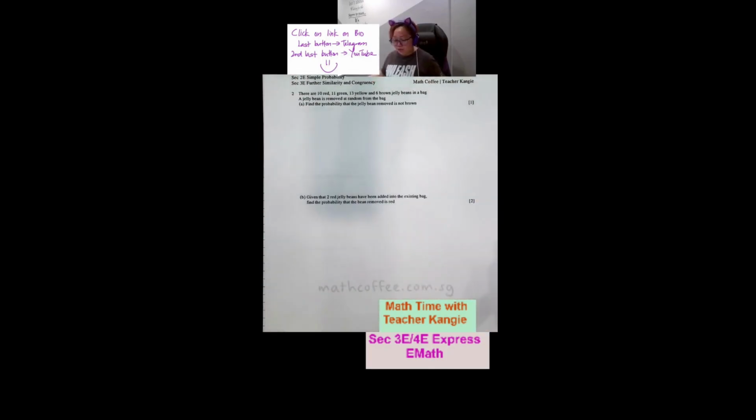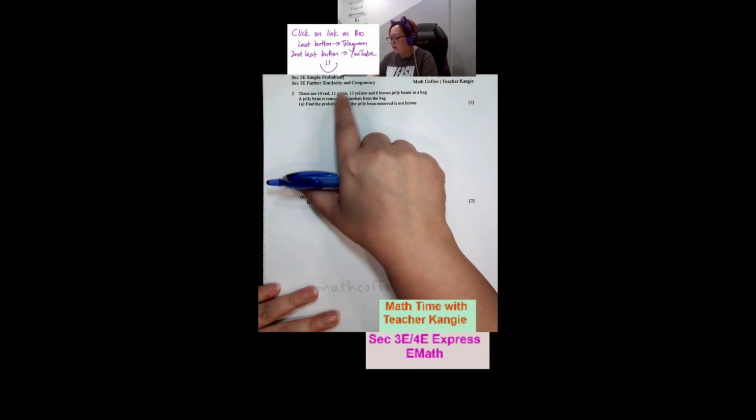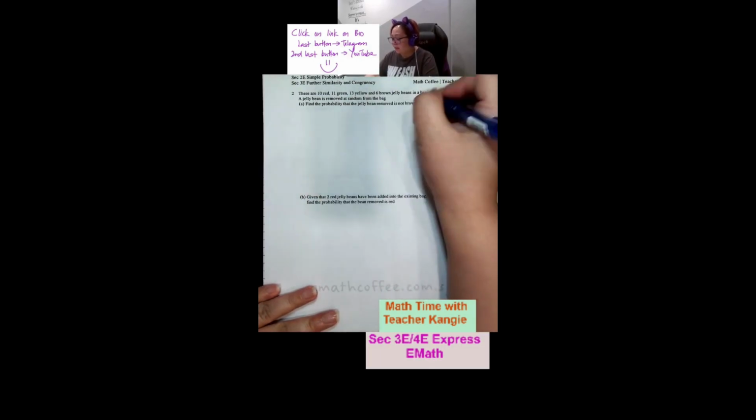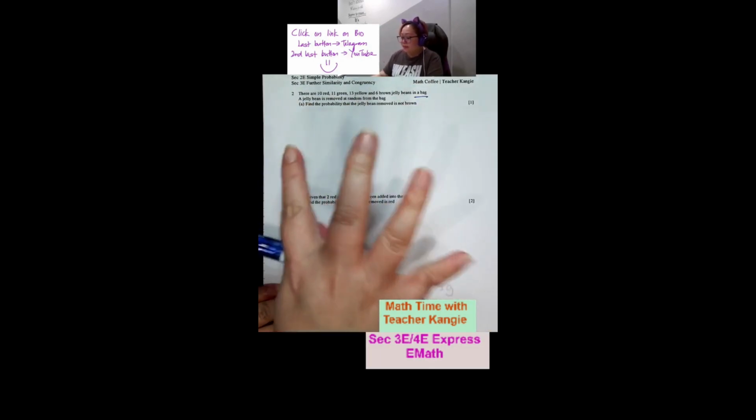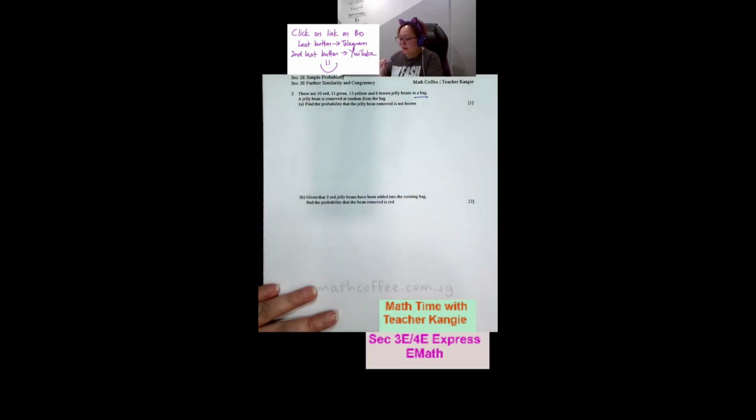Okay, now question number 2. Now they say that there are 10 red, 11 green, 13 yellow and 6 brown in the bag. This one is jelly beans. So this time round, a jelly bean is going to be removed at random from the bag.